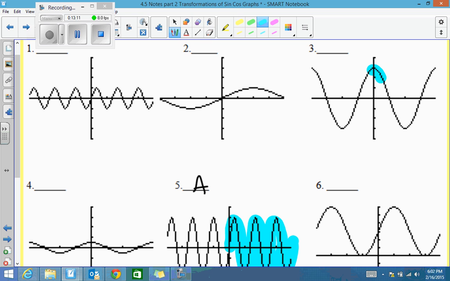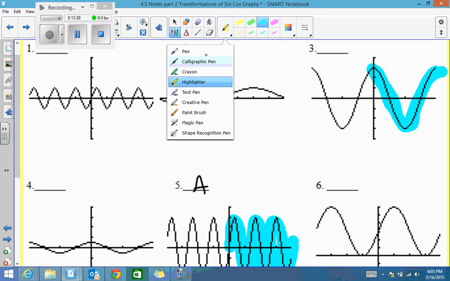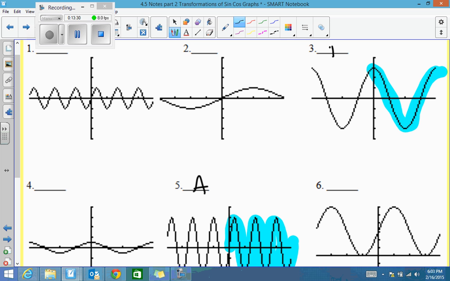Because again, it's just the normal cosine graph, where it's just like an upside down C, but it's starting up at positive 3 and going down to negative 3. So again, just the amplitude is changing. So this graph 3 would match with the equation B.